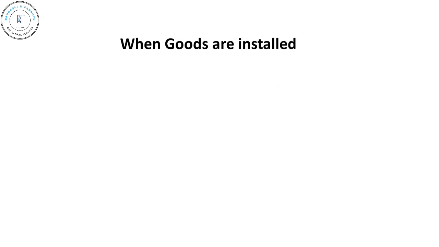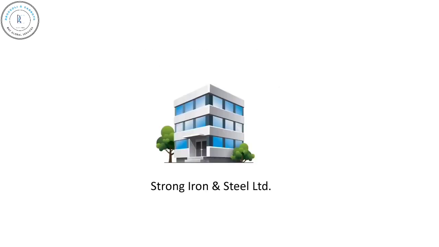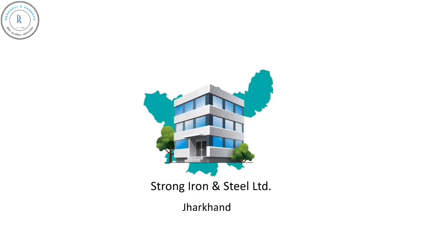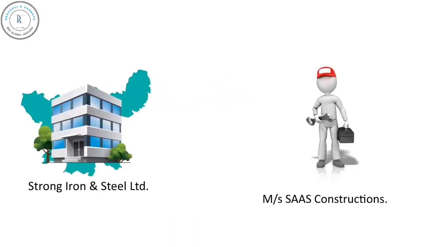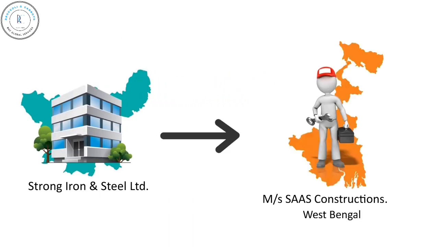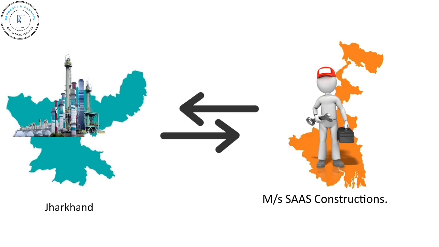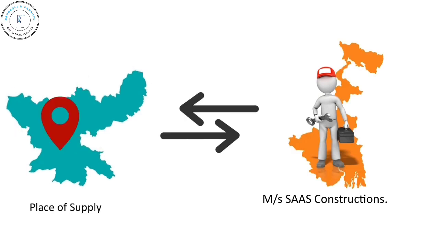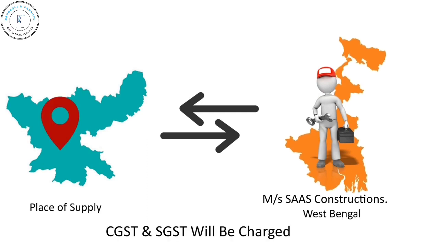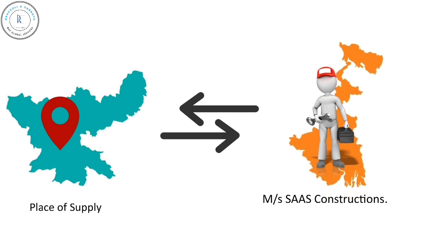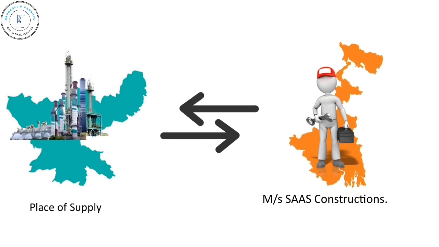Example 2. When goods are installed. Strong Iron and Steel Limited, Jharkhand, asks MS SAS Constructions, West Bengal, to build a blast furnace in their Jharkhand steel plant. Place of supply will be Jharkhand. CGST and SGST will be charged, although MS SAS is in West Bengal. The goods, the blast furnace, is being installed at site in Jharkhand, which will be the place of supply.